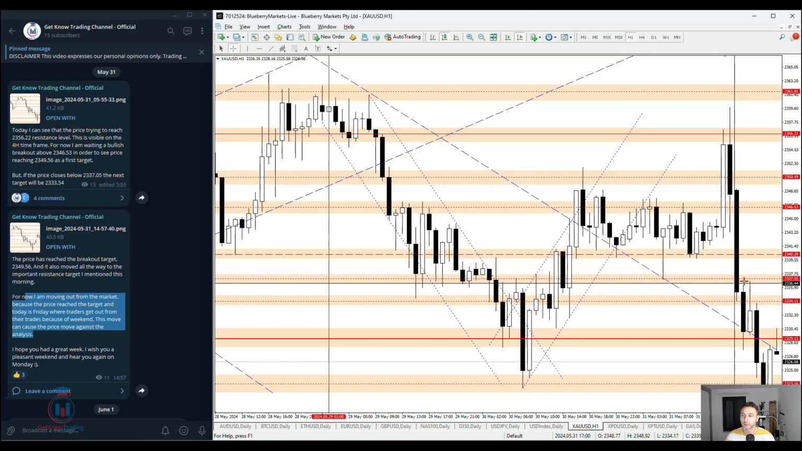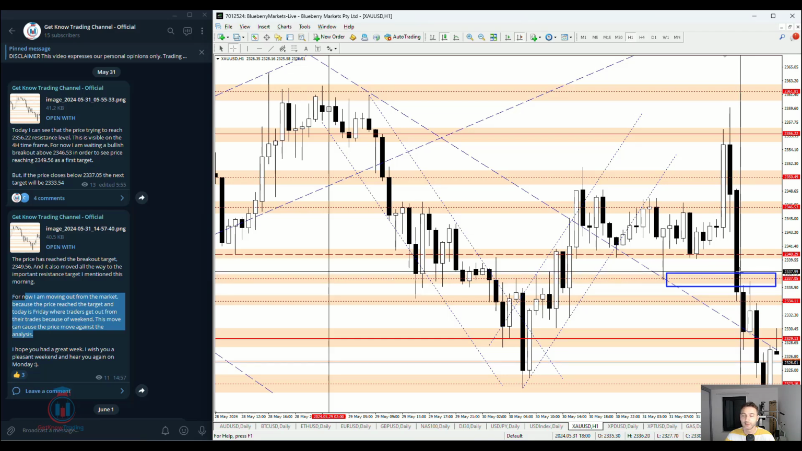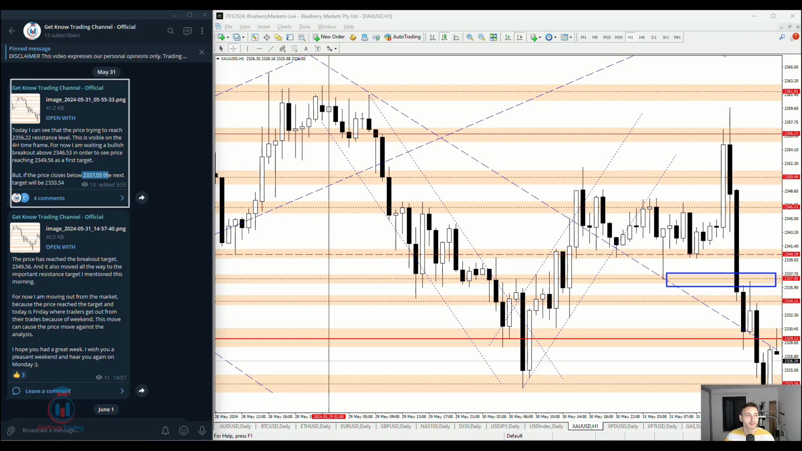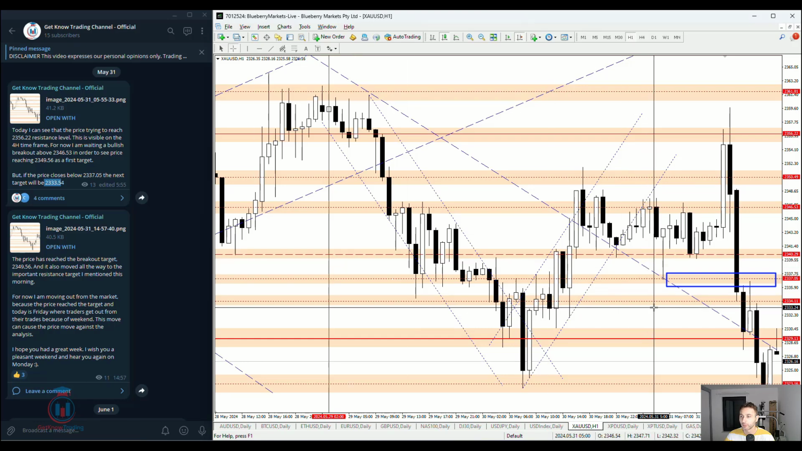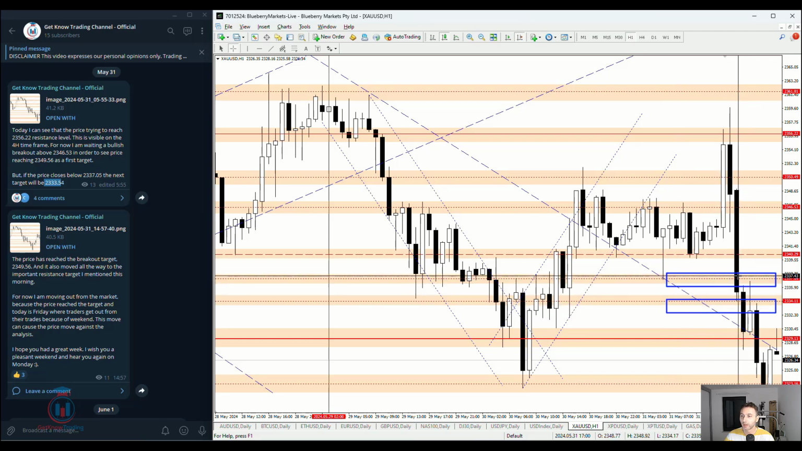Then it reached 2337.05, and after that, we can see what was expected. If the price goes below, the next target will be 2333.54. So 2333.54 is something around here. We can see that when the price went below 2337.05, the price continued to fall even more. So if you would like to calculate this one as a potential target, then this would be a 5th trade that you could take, and the price would reach the profit target.